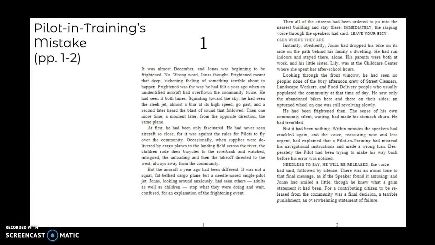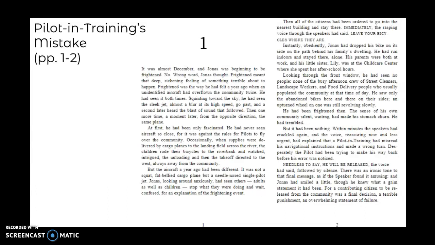At first, he had been only fascinated. He had never seen aircraft so close, for it was against the rules for pilots to fly over the community. Occasionally, when supplies were delivered by cargo planes to the landing fields across the river, the children rode their bicycles to the riverbank and watched, intrigued, the unloading and then the takeoff directed to the west, always away from the community. But the aircraft a year ago had been different. It was not a squat, fat-bellied cargo plane, but a needle-nosed, single-pilot jet. Jonas, looking around anxiously, had seen others, adults as well as children, stop what they were doing and wait, confused, for an explanation of the frightening event.